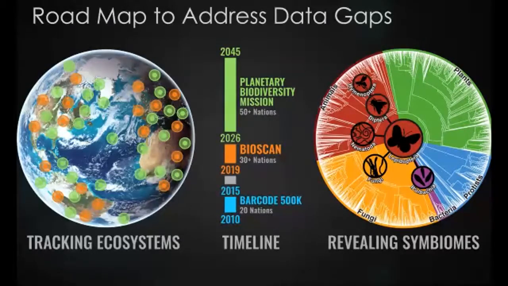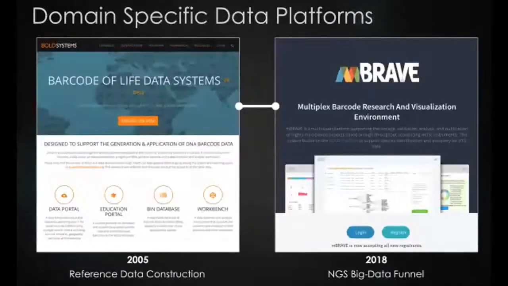One is BIOSCAN, which has already started, slowed by the pandemic, but involves 30 nations to build out observatories that will start collecting this data on an ongoing basis and build out the technology, not just to look at individual occurrences, but their interactions as well through DNA sequencing. So adding another dimension to the EBVs that we started with. And in 2026, to connect all of these observatories together to form a Planetary Biodiversity Observation Network, a project called Planetary Biodiversity Mission, which will involve over 50 nations. So these two initiatives are going to produce a massive amount of data, just as the iBOL project did, but obviously orders of magnitude greater as time goes on.